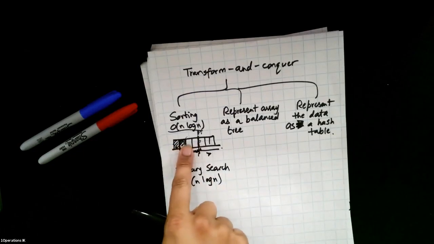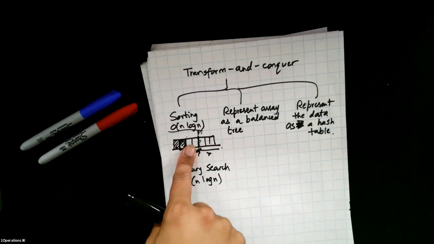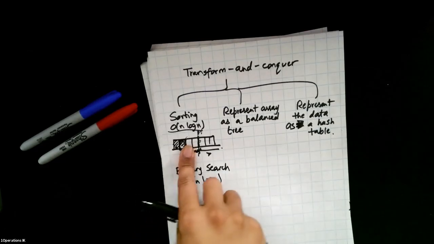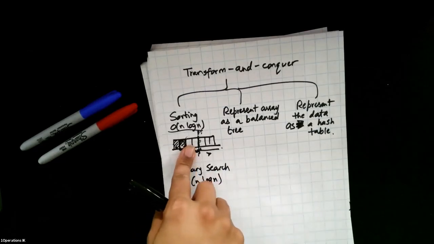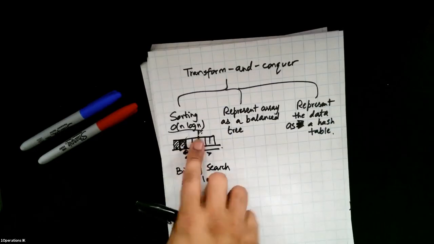Well, we might have to look at all the elements. There's no way to avoid looking at all the elements, right? So order n can be thought of as we can't do better than order n. We want to do better than n log n.